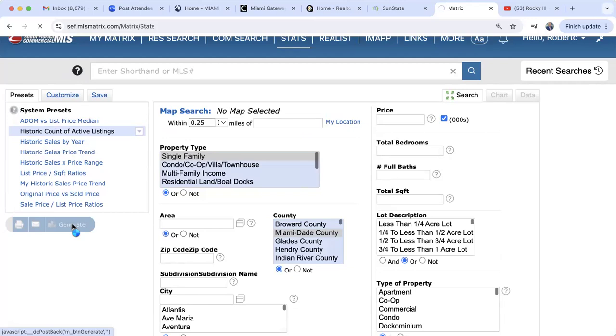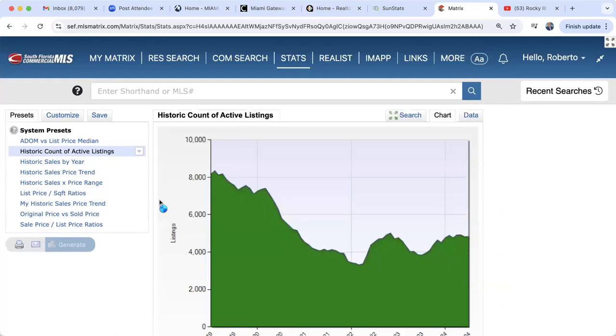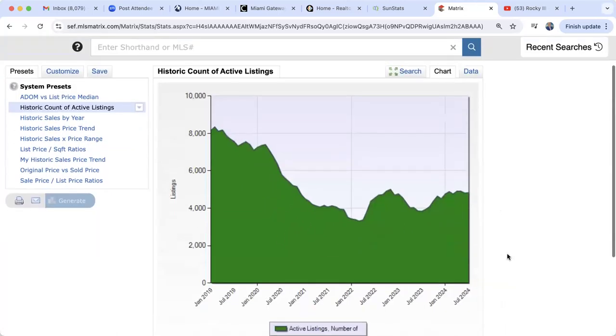All right. We already saw in the Miami Realtors page what the active listings are as of July 24, right? Slightly below 4,000 listings. But let's see how it actually compares to the previous years. It's taking a little while because it is computing a lot of information. And let's take a look at the chart.